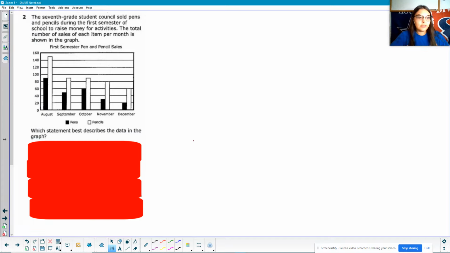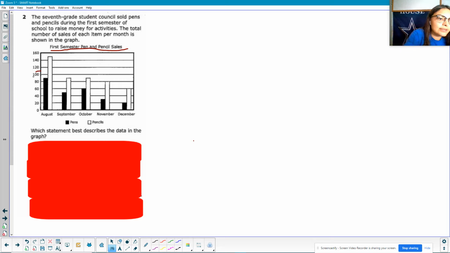We have a double bar graph here. The 7th grade student council sold pens and pencils during the first semester of the school year to raise money for activities. The total number of sales of each item per month is shown in the graph. This is first semester pens and pencils sales. I find it very helpful to write the values on top of each bar. That way, whenever you're solving the problems, you don't have to figure it out every single time. You already did it at the very beginning and it makes it run smoother.